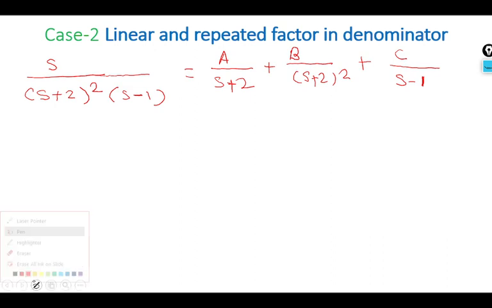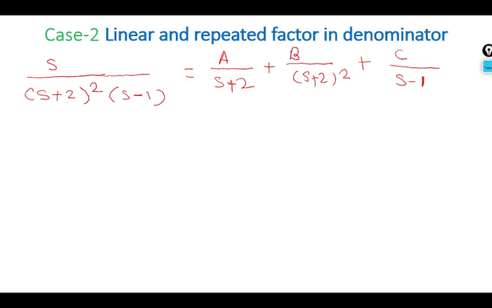So how does it work? See here. The first thing: we can get the values of b and c by the shortcut method, but we cannot get the value of a by the shortcut method. The reason is, when we ignore the factor s plus 2 from the original fraction, one s plus 2 still remains, and when we put s equal to minus 2, we get 0 in the denominator.